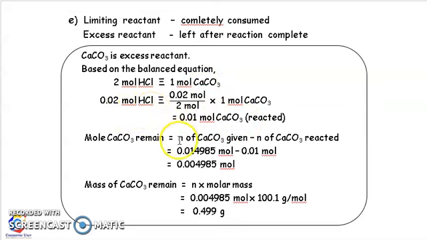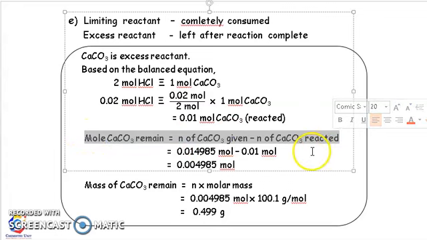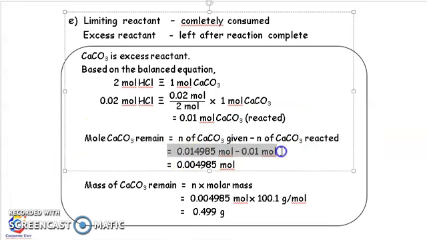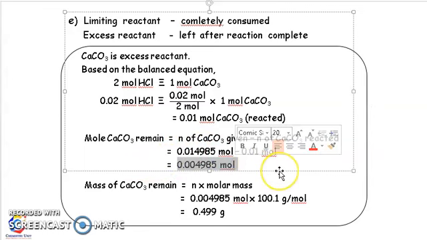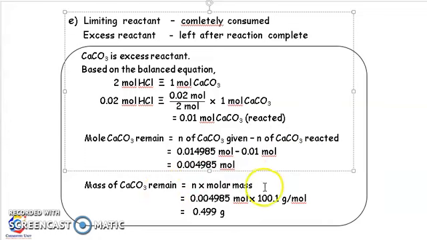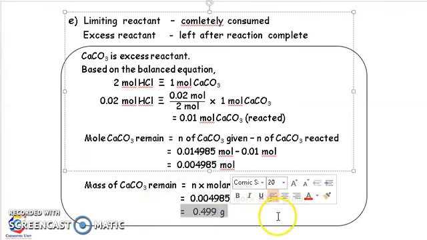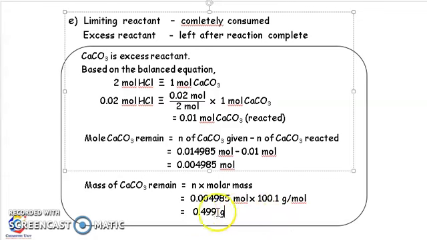So, we can form this equation. Substitute the value and then find out the mole of calcium carbonate remaining. Since the question asks about the mass, right? So we need to multiply by the molar mass of calcium carbonate and we get the answer. So the excess calcium carbonate is 0.499 gram. Okay. So can you digest?